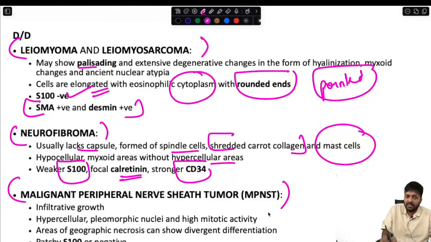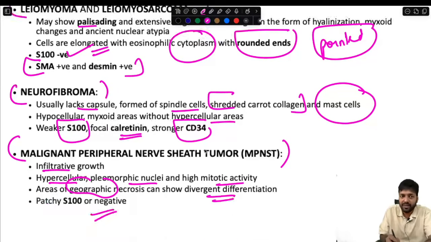Then MPNST, that is a malignant peripheral nerve sheath tumor. Remember, they will show an infiltrative growth pattern, a high grade tumor showing hypercellularity, pleomorphic nuclei with a very high mitotic activity with areas of geographical necrosis. They can show divergent differentiation, and S100 positivity is usually patchy or negative, unlike schwannomas where they show proper diffuse and strong S100 positivity.